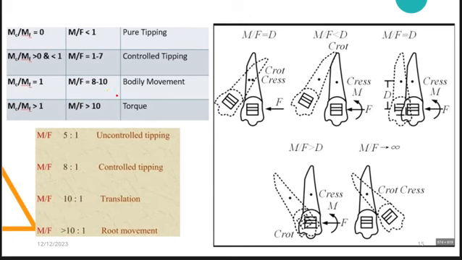These are the different moment to force ratios. In pure tipping, the moment to force ratio is less than 1. In controlled tipping, the moment to force ratio is 1 to 7. In bodily movement, it is 8 to 10. And in torque, where we expect only the force to be expressed in the root, the ratio is more than 10.